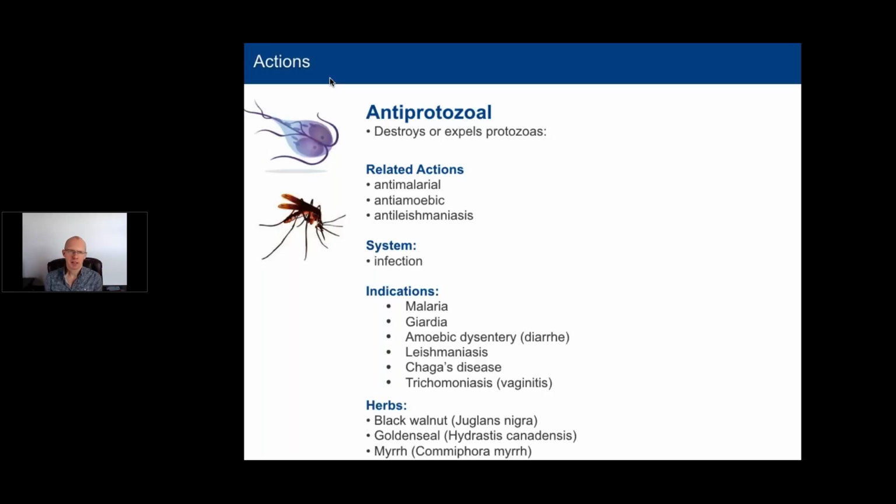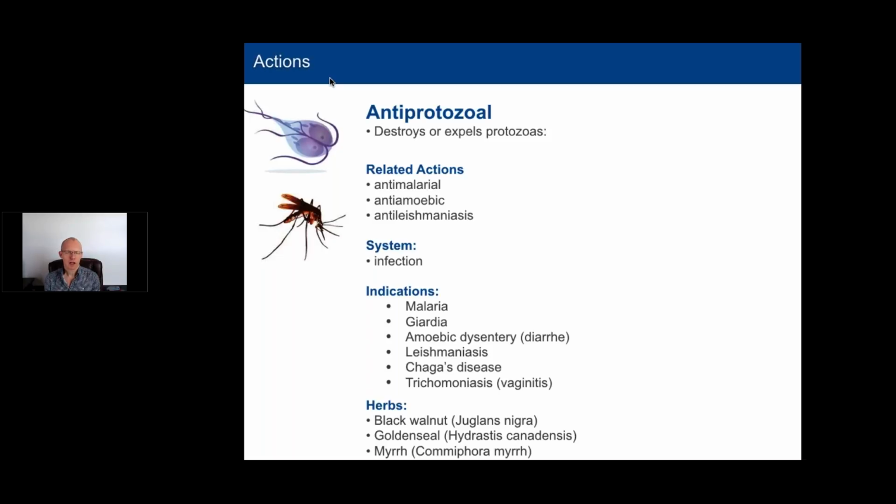Now, another type of parasite is a protozoa. When you think about things like malaria, giardia, amoebic dysentery, leishmaniasis, Chagas disease, and trichomonas, or a type of vaginosis or vaginitis, those are all different types of protozoa. A lot of the herbs we've already mentioned, like golden seal and myrrh, but also black walnut, I've seen all exhibit some kind of anti-protozoal activity.